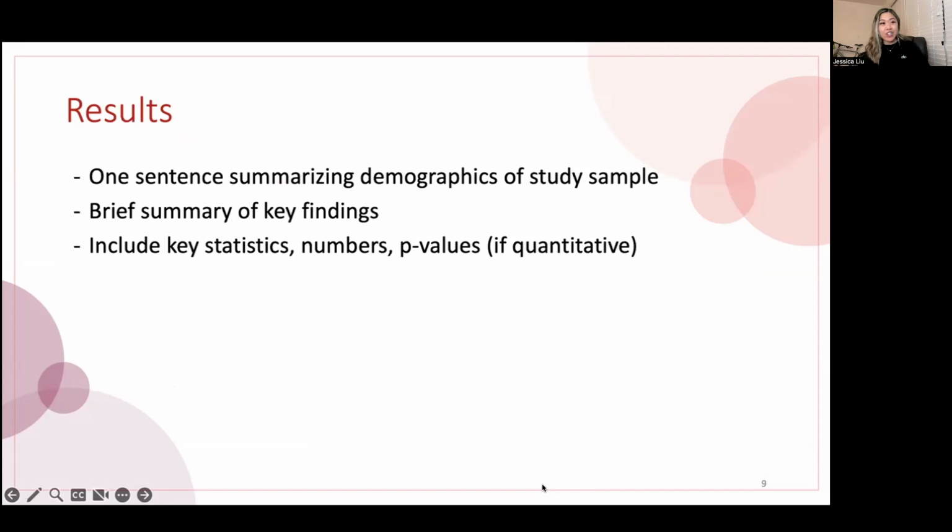Next is the results section. So I would usually start by having one sentence that summarizes the demographics of the study sample. And then you go into a brief summary of the key findings. And it's usually good to include some key statistics, numbers, or p-values if it's a quantitative study. If it's qualitative, then you can just sort of talk more broadly about the themes of your findings.